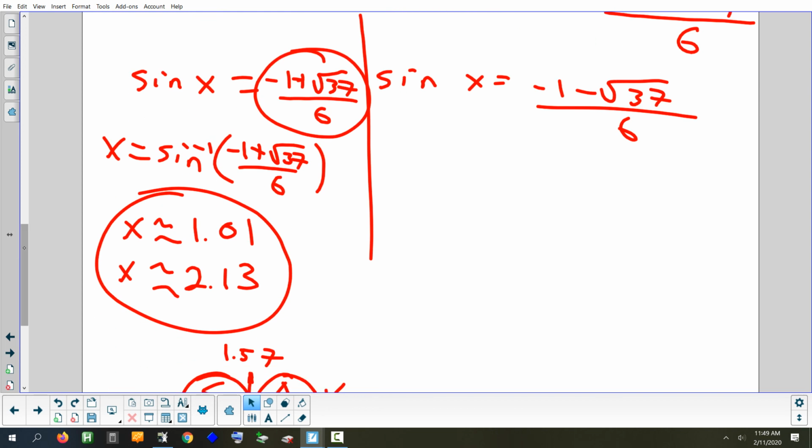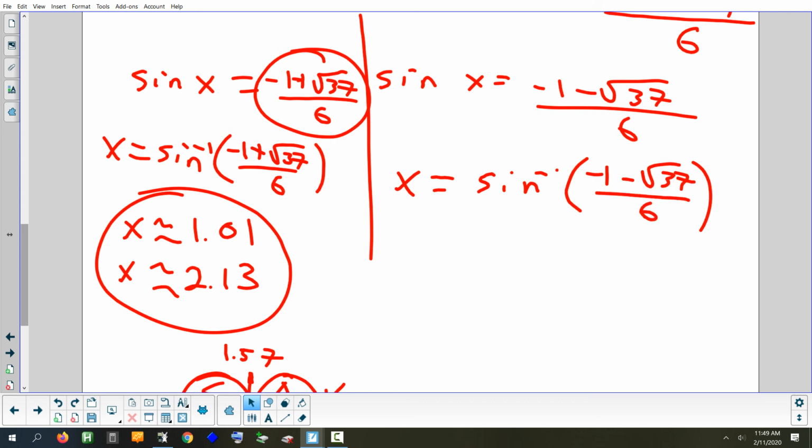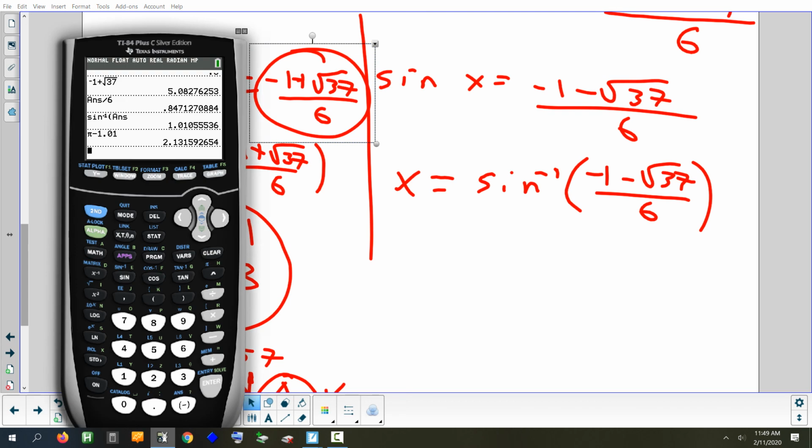Now, we could potentially get 2 more answers. Let's see what happens. How would you get x by itself on the right? Inverse sine again. Now, let's just do out what's inside the parentheses and see what we get. Like I got 0.84 over here. I want to see what happens over there. Because if I get a number that's beyond -1 to 1, I can just stop. Okay? If I don't, I got to go through all that stuff that we just did.